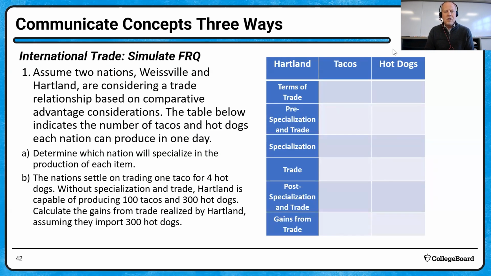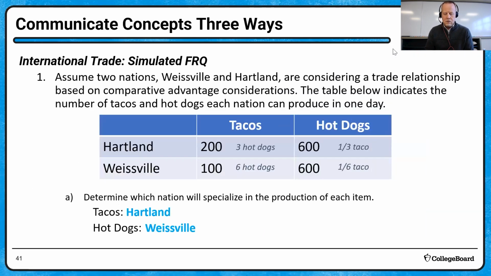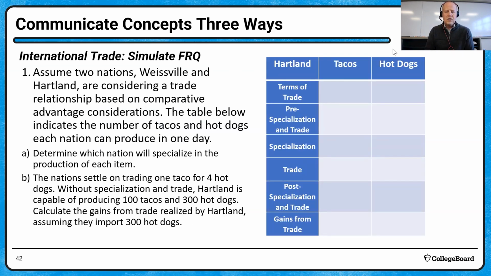Nations settle on trading 1 taco for 4 hot dogs. Go back. Is that a mutually beneficial term of trade? Yes, it is. It falls between those opportunity costs for tacos. Without specialization in trade, Heartland is capable of producing 100 tacos and 300 hot dogs. Calculate the gains from trade realized by Heartland, assuming they import 300 hot dogs. They want to end up with 300 hot dogs just like they started when they were operating on their own.